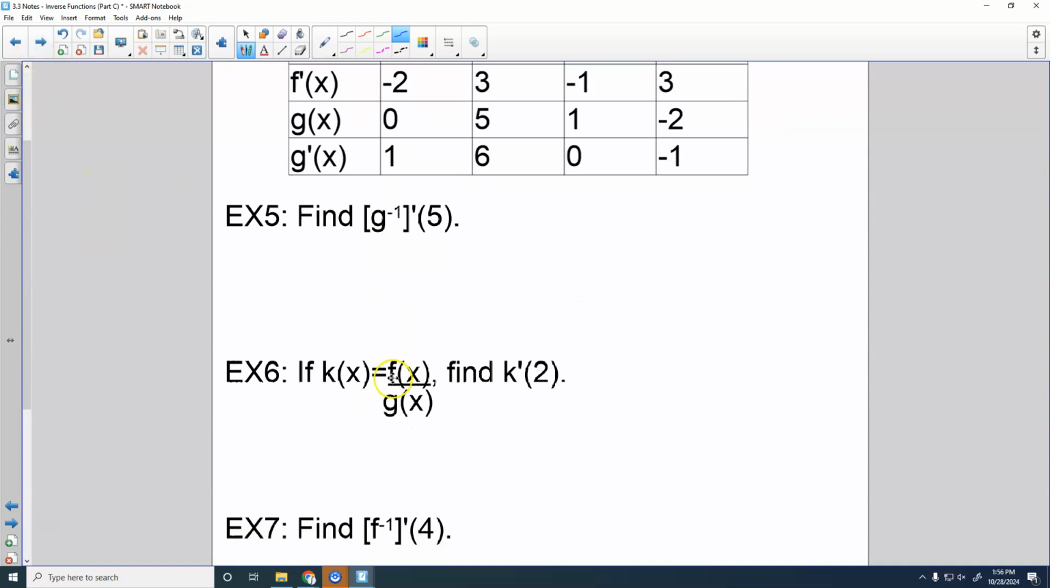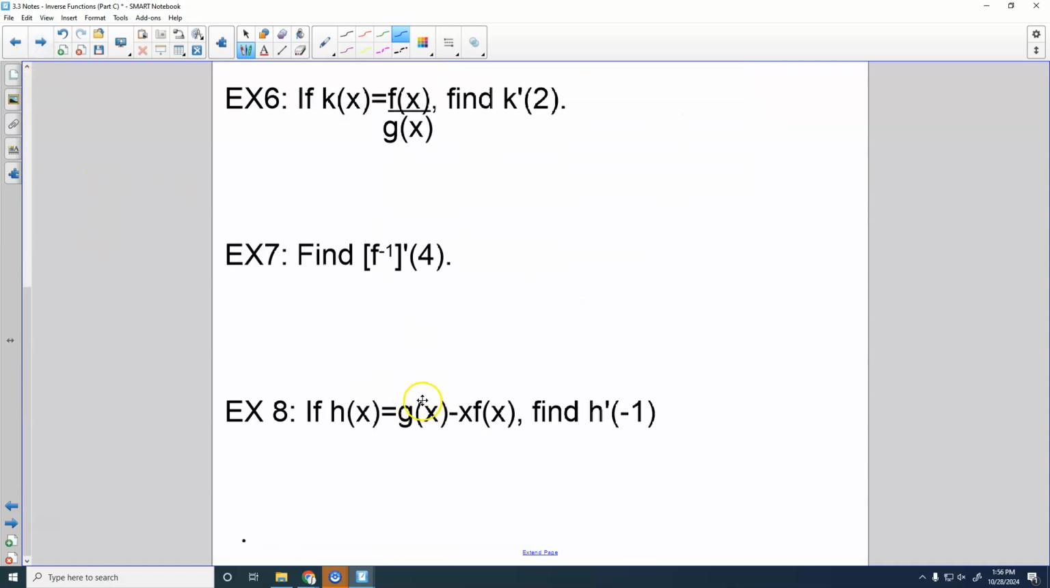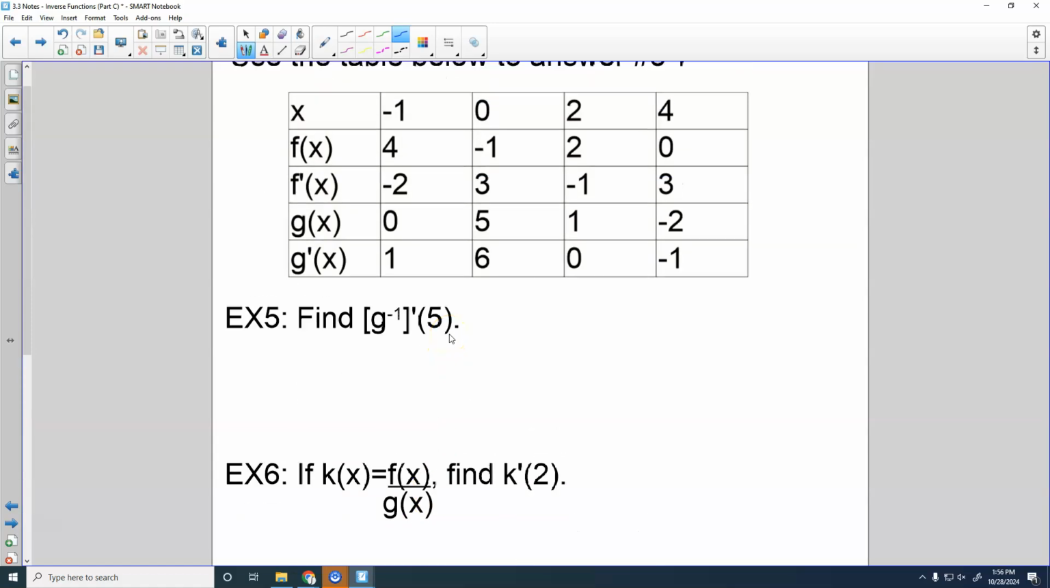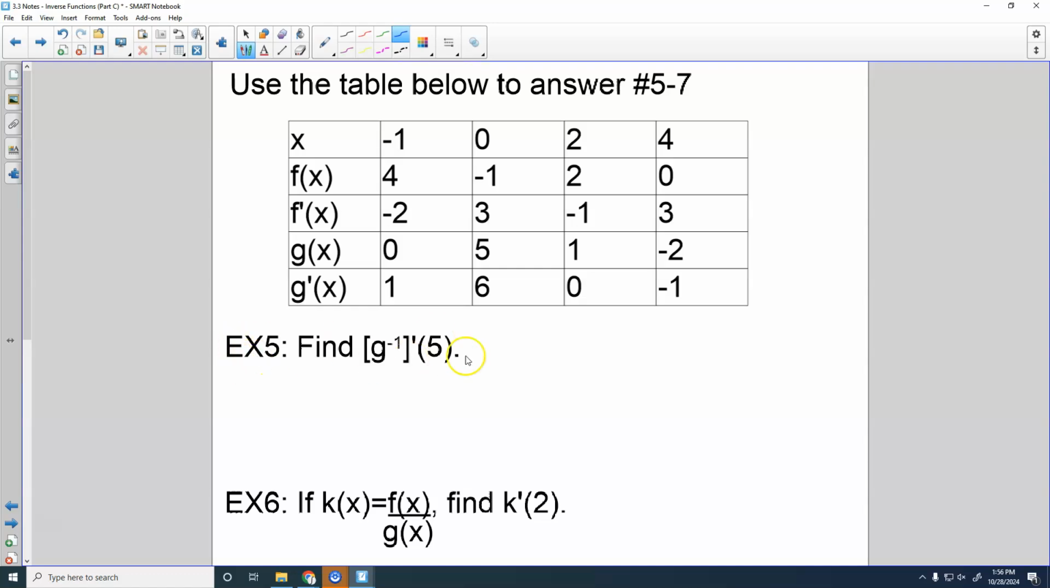Okay. Now, this last page, I've got a few different types of problems here. Some of these are inverses and some of them are not. And the assignment that you're going to have today is the same. Some of them are inverses and some of them are not. We have a big table here with f, f prime, g, and g prime. Are f and g inverses of each other?